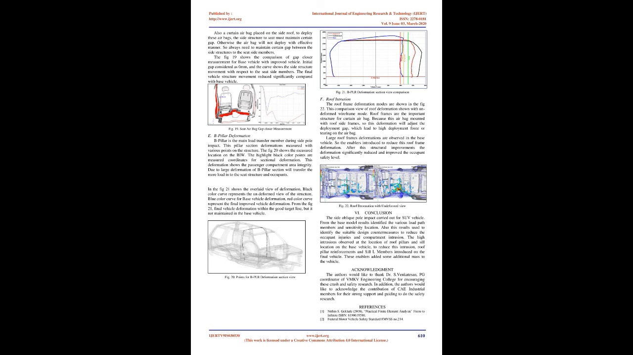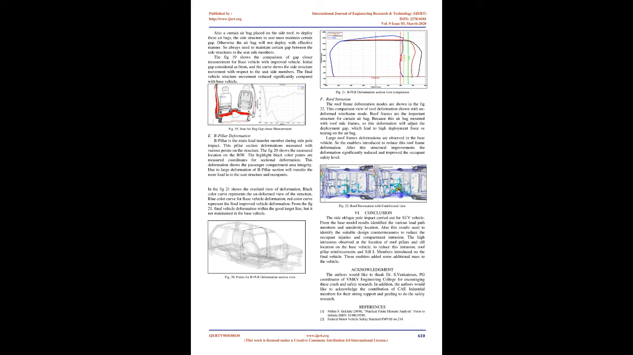Airbag gap closure is measured during side pole impact. The seat backside cross member has an airbag to save the occupant from the lateral impact collision. Also a curtain airbag is placed on the side roof. To deploy these airbags, the side structure to seat must maintain a certain gap. Otherwise the airbag will not deploy effectively. So we always need to maintain a certain gap between the side structures and the seat side members.